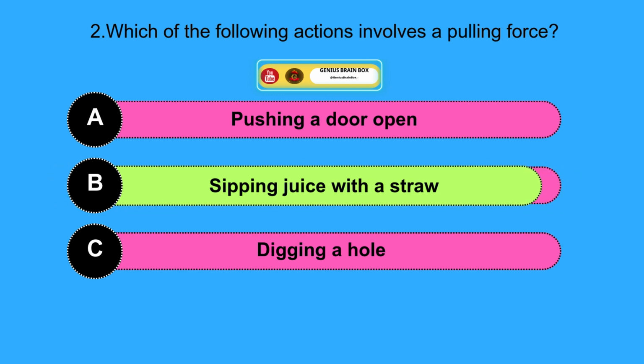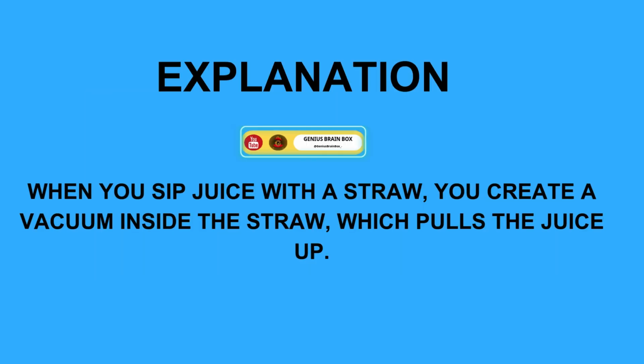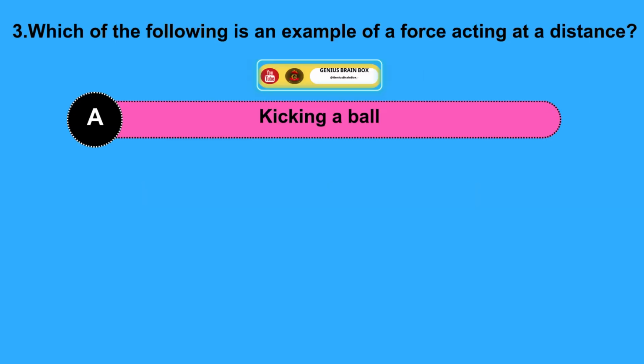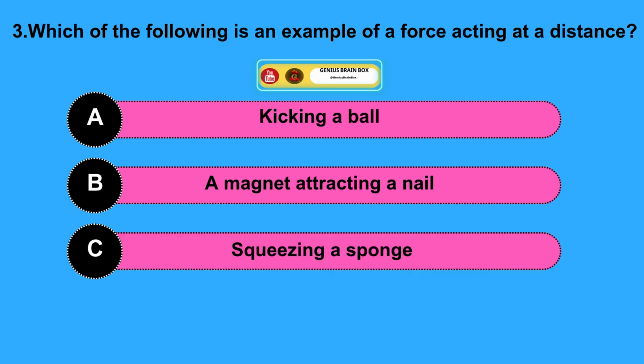Correct answer is B. Explanation is when you sip juice with a straw, you create a vacuum inside the straw, which pulls the juice up. Which of the following is an example of a force acting at a distance?